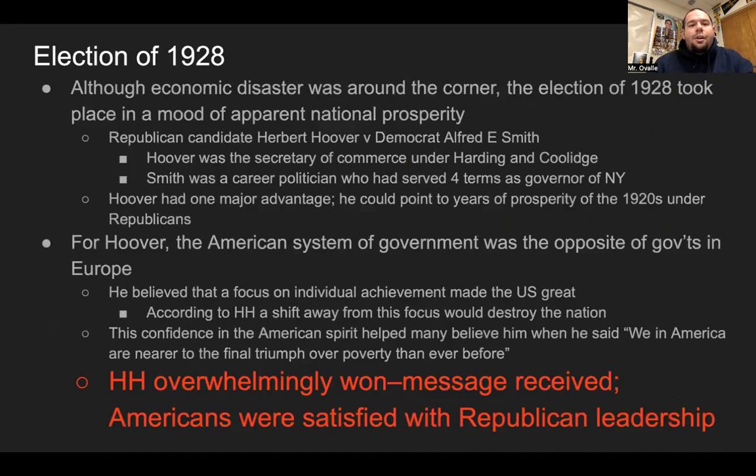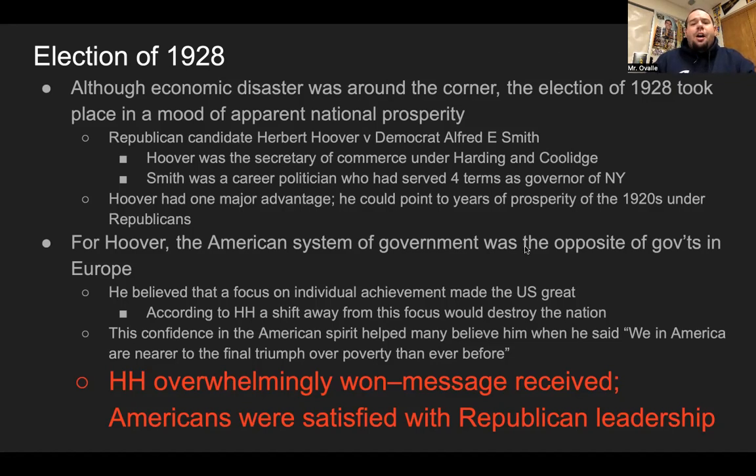All right. So although the economic disaster was coming around the corner, the election in 1928 took place in a mood of apparent national prosperity. You had Republican candidate Herbert Hoover versus Democrat Alfred E. Smith. And if you remember, Alfred E. Smith, Democrat from New York, a Catholic. Who do you think was going against Catholics at this time? Think about it.